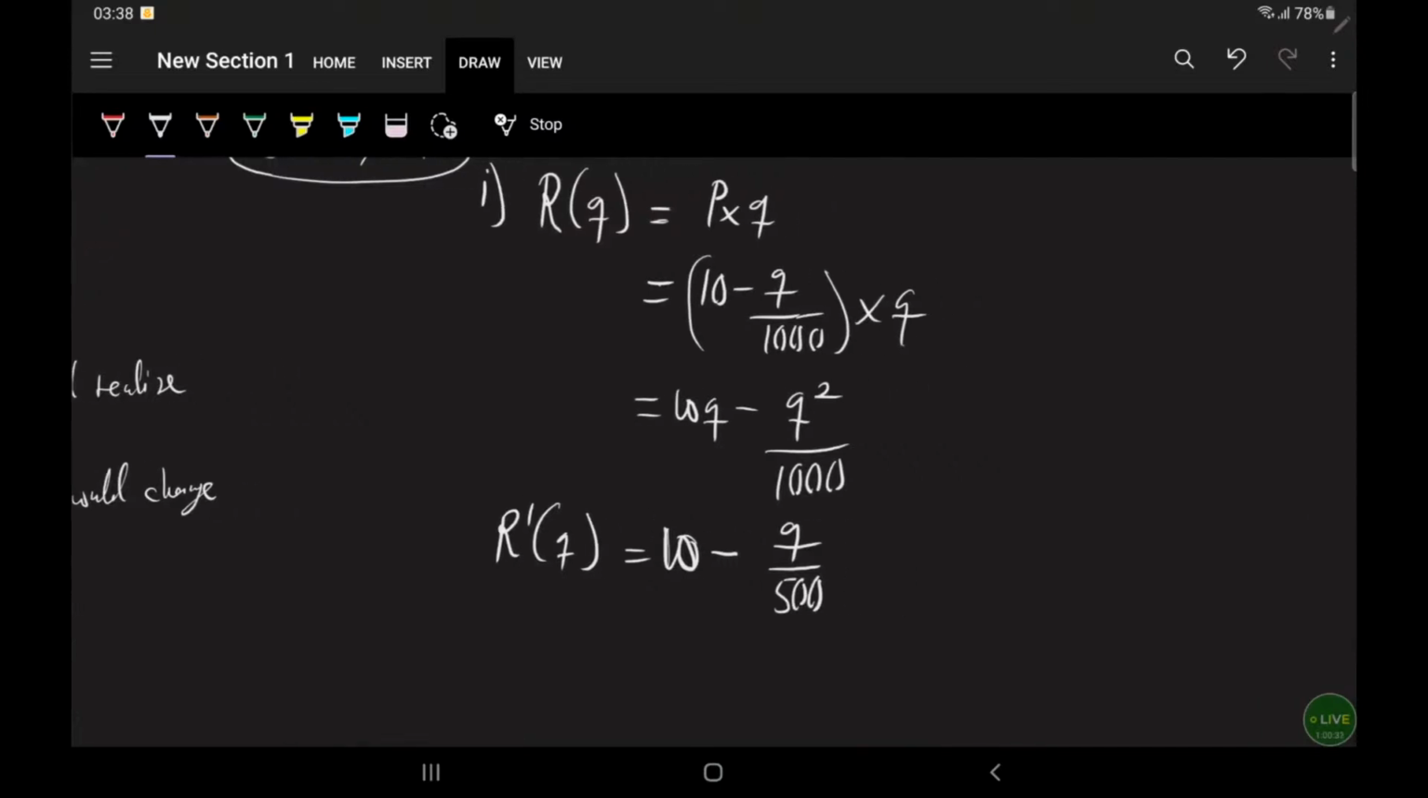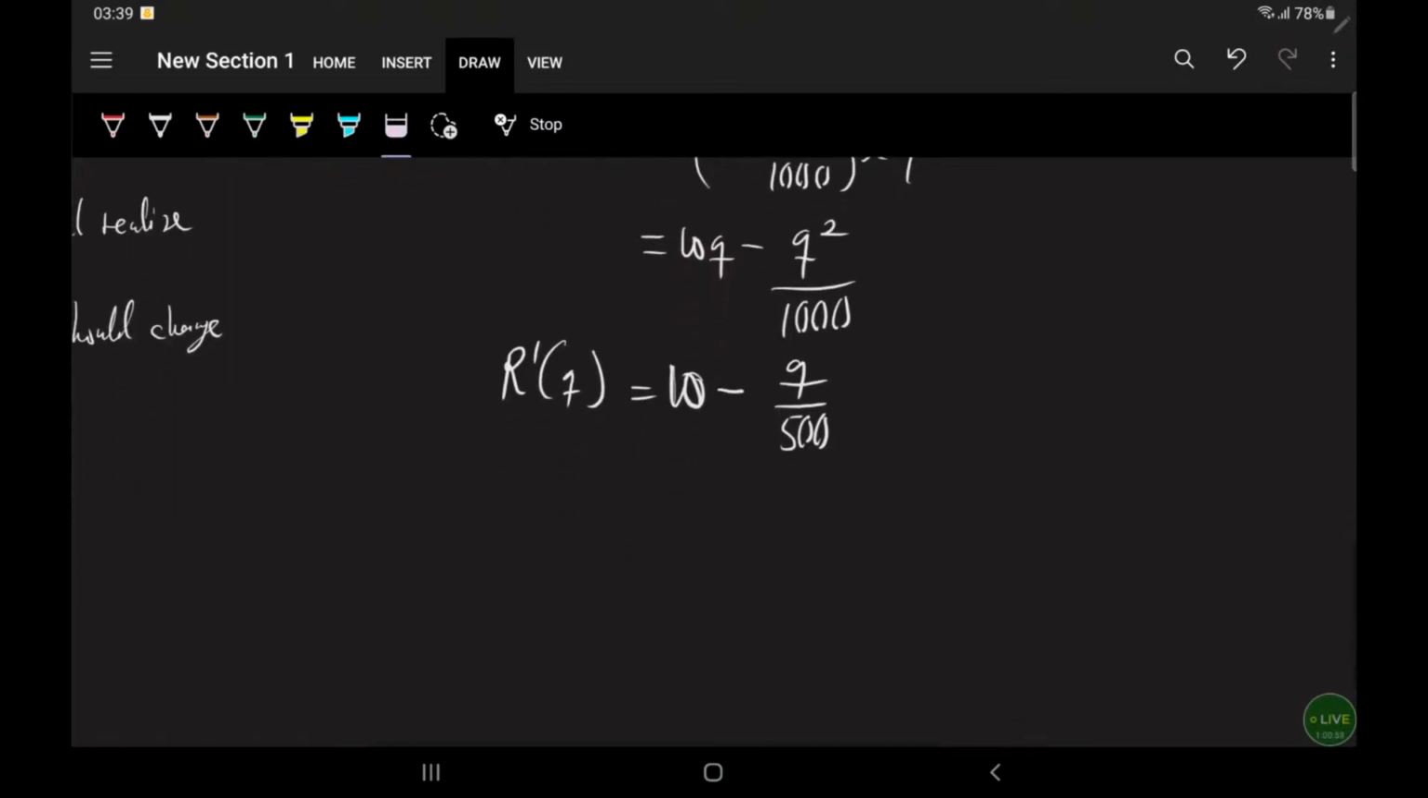What I'm trying to tell you is we have q squared multiplying 1 over 1000. It's the same thing as q squared over 1000, right? So when you differentiate q squared, it results in 2q over 1000, and then 2 goes here, 1 goes here, giving 500. So that's why we're getting q over 500. Let's take note of that.